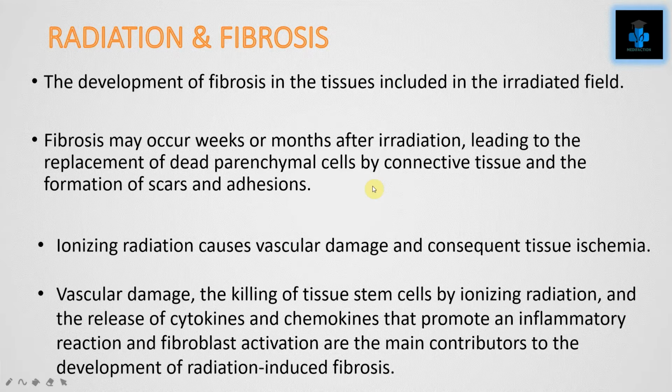Vascular damage, the killing of tissue stem cells by ionizing radiation, and the release of cytokines and chemokines that promote the inflammatory reaction and fibroblast activation are the main contributors to the development of radiation-induced fibrosis.